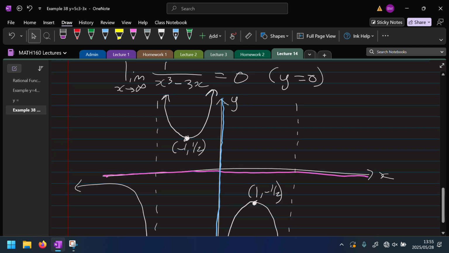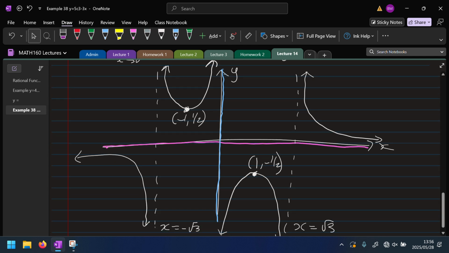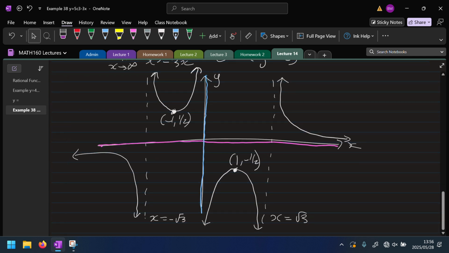Then the next part, it's still going down. There's only one thing you can do. You start at the top and it must go down. Okay, and we end up with this.